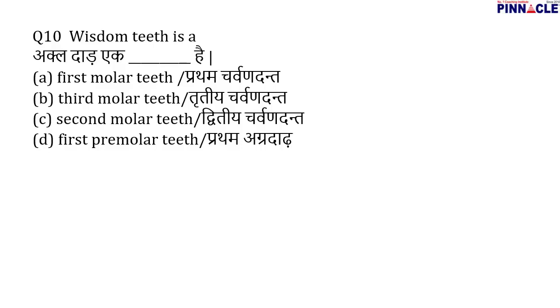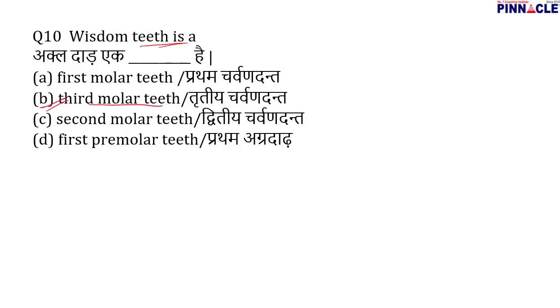Moving to question number 10. The question is about wisdom teeth, so we have to name what wisdom teeth are. Wisdom teeth are the third and last molar teeth, and they are the final teeth to erupt. When a person is in their late teens or early 20s, these wisdom teeth usually occur. So for question number 10, B, that is third molar teeth, is the correct option.